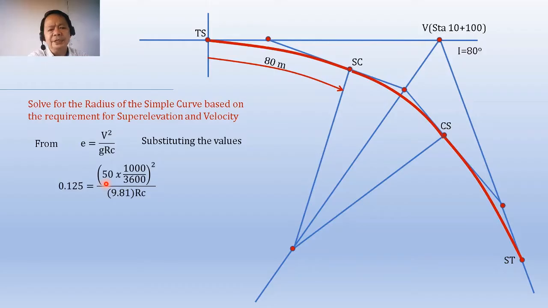Our velocity is at 50 kilometers per hour, converting it into meters per second. That is multiplying it by 1,000 and then dividing it by 3,600. So the resulting unit of the numerator, the velocity, will now be in terms of meters per second. Dividing it by 9.81 times R sub C, since R sub C is the only unknown, we can compute for R sub C to be 157.1 meters.